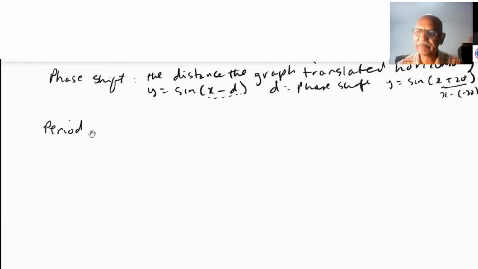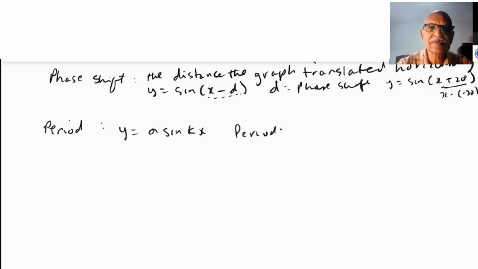Okay, the period. To find the period, we always have a letter K. If I have A sine of kx, K is always a number. So the period is 360 divided by K, or if it is in radians, 2 pi divided by K.